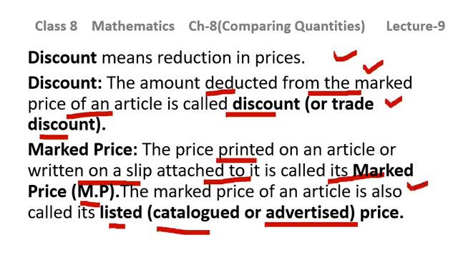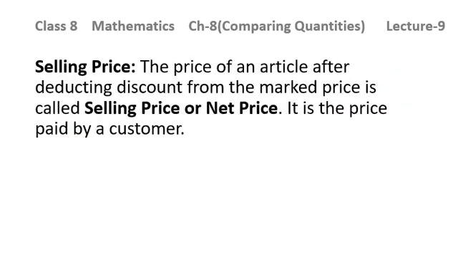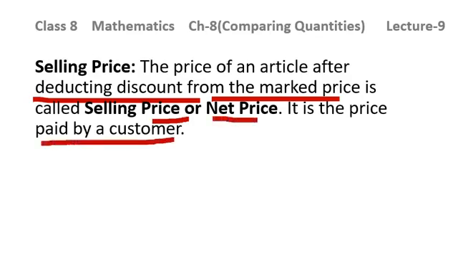The price printed on an article or written on a slip attached to it is called its marked price, or MP. Now coming to selling price: the price of an article after deducting discount from the marked price. The price which is being paid by you after the deduction of discount from the marked price is your selling price or net price, and it is the price paid by the customer. Simple as this. After deducting discount from the marked price, the price which is paid by the customer is called selling price or net price.